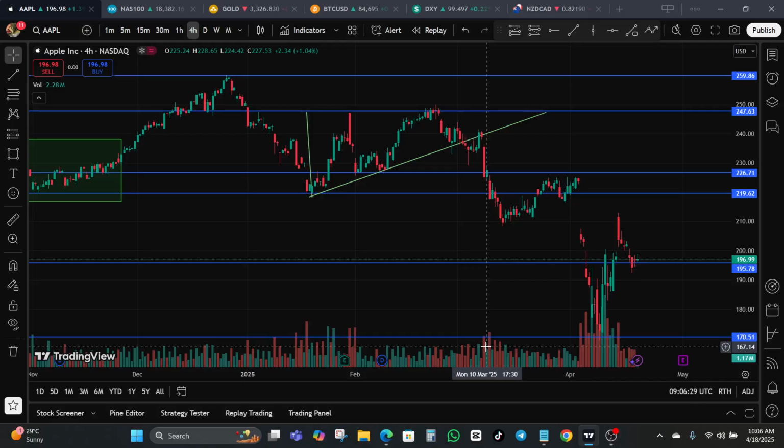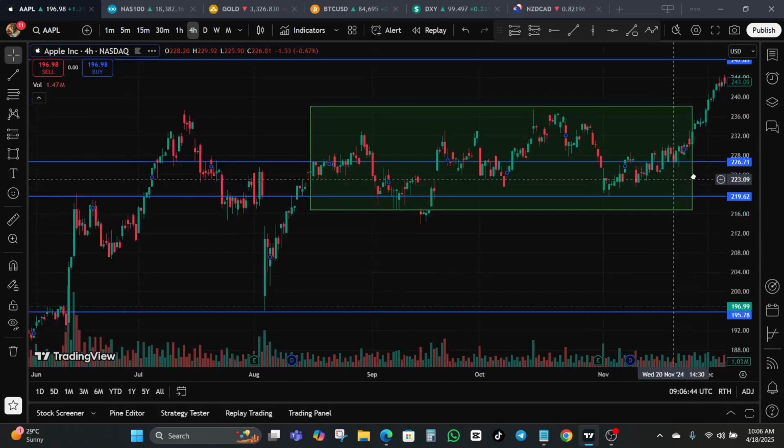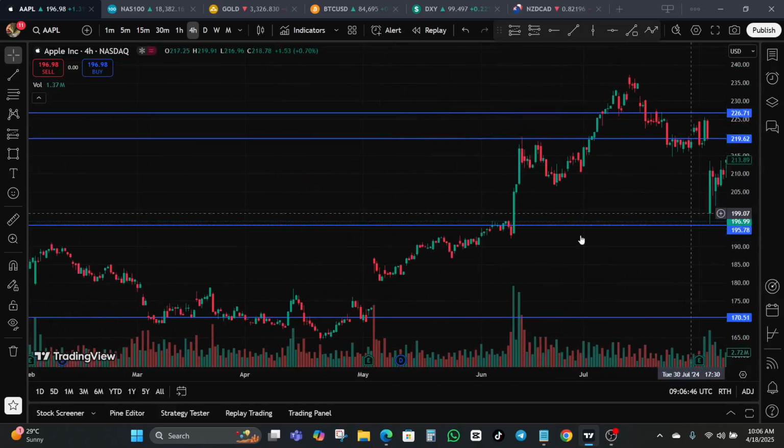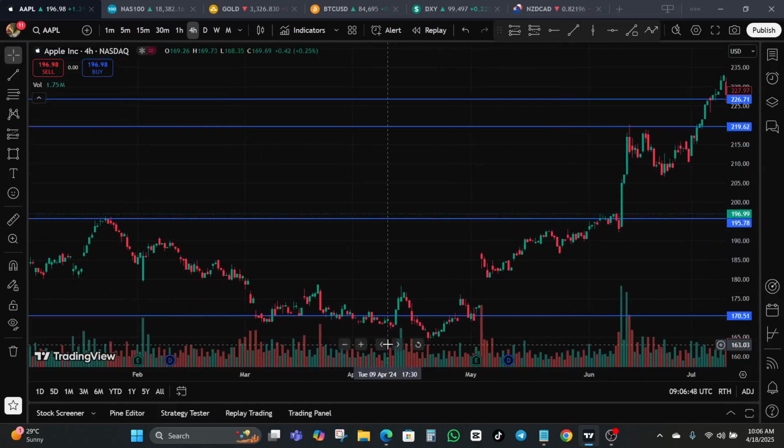Now, not all breakouts are successful, okay? One of the biggest risks when trading breakouts is the potential for false breakouts. This happens when the price briefly breaks through a key level, but then quickly reverses back inside the range. Let's just see if we can find such an example. Okay, this is an example.